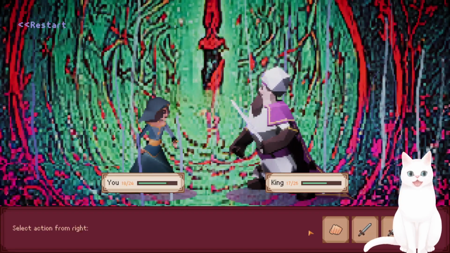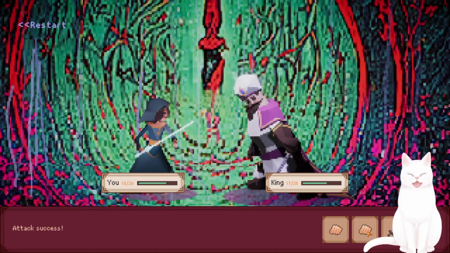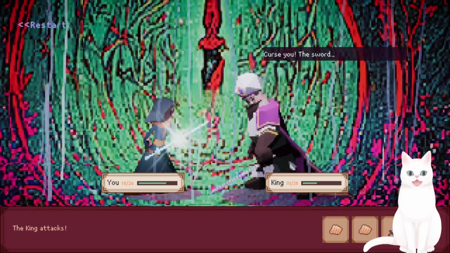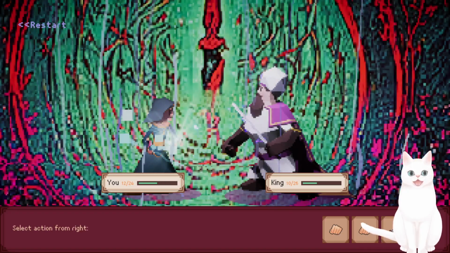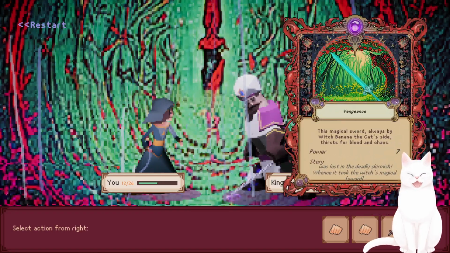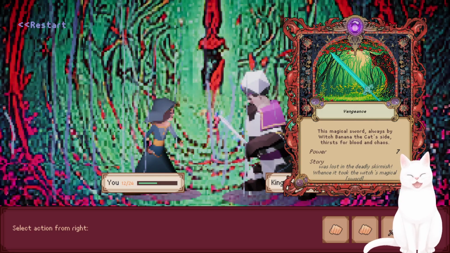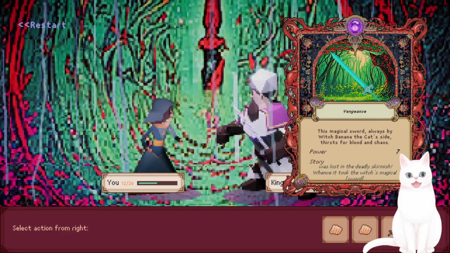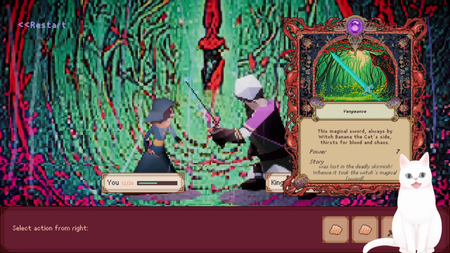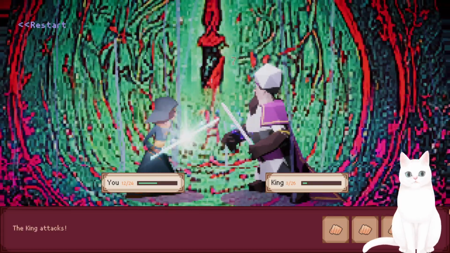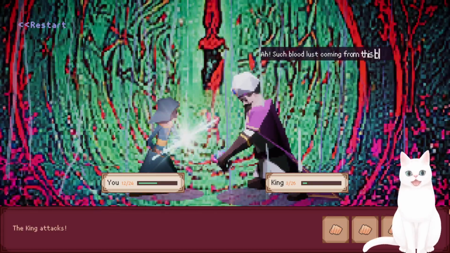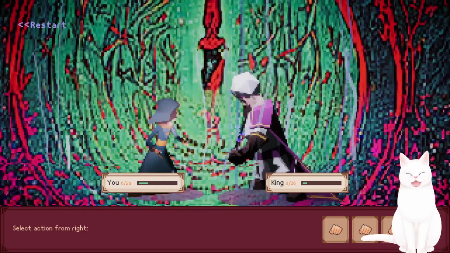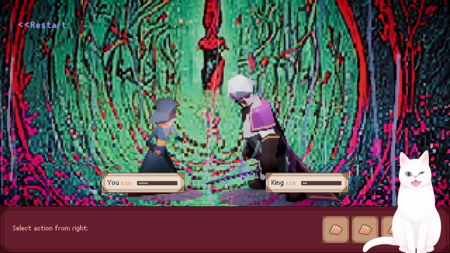Anarchy, chaos. "Curse you, the sword yearns for my blood." Oh, because that one yearns for the blood. So let's see how this looks. Magical swords, always by witch Banana and the cat aside, thirst for blood and chaos. Let's see how it looks like. Such blood coming from the blade. So this is the last one.